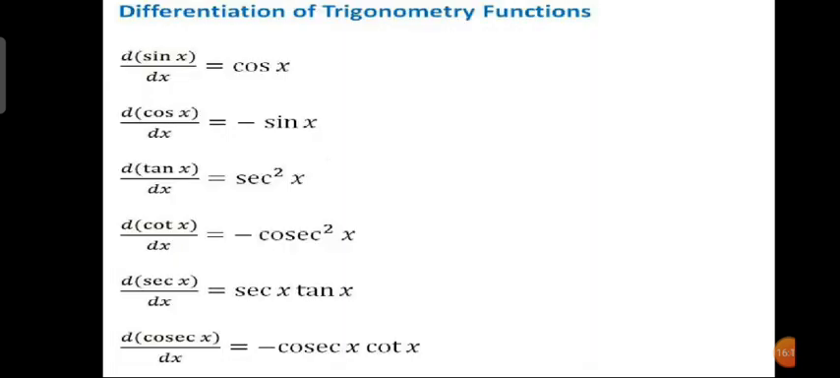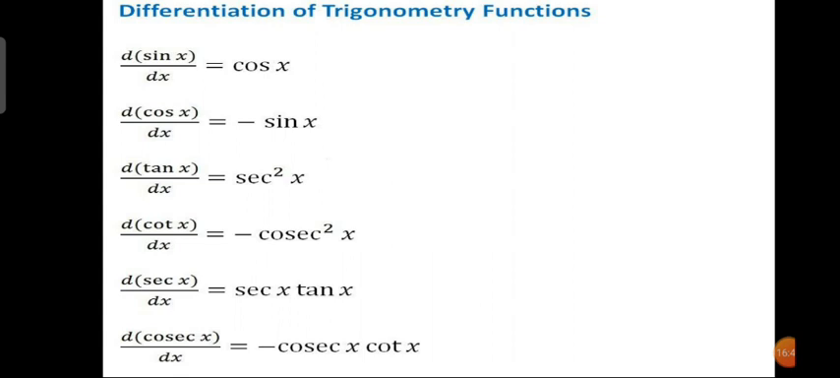Okay, and a summary is given. The derivative of trigonometric functions, you have studied earlier sine, cos and tan. So what is the derivative of sine, cos, tan, cot, sec and cosec? This should be remembered. You have to know this by heart, because these should be remembered very well. For differentiating functions, this should be remembered.